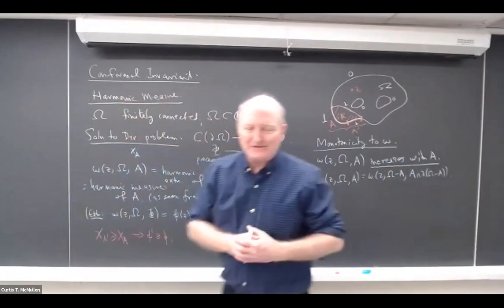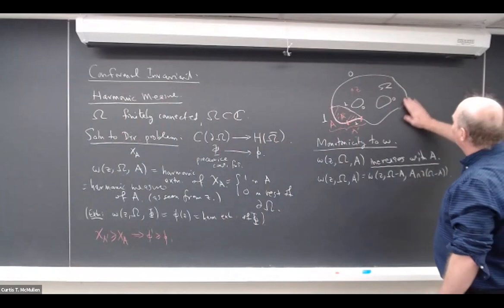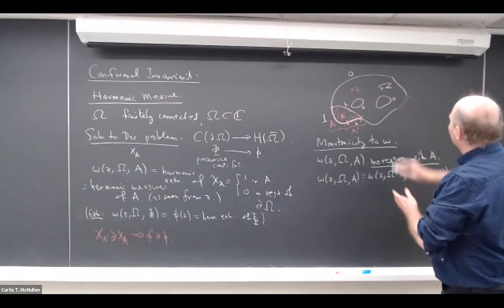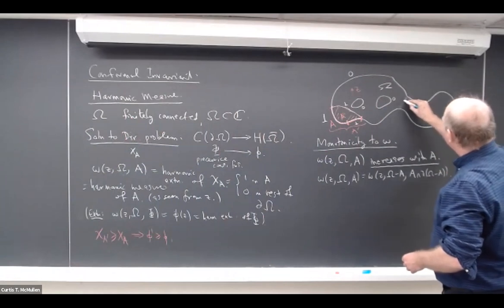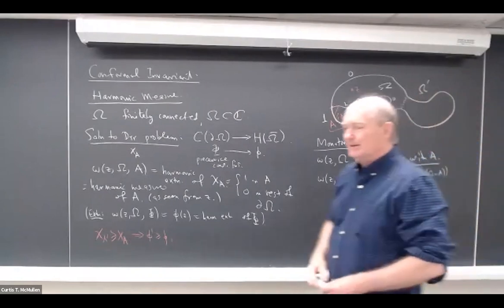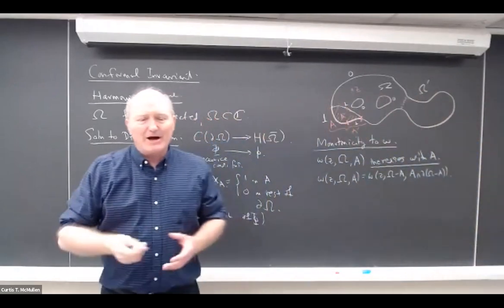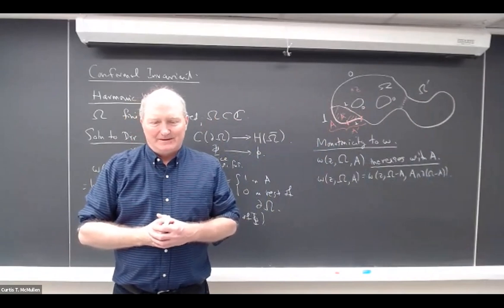Okay, now here's an interesting question. What if instead of making A bigger, we make omega bigger? So we add some stuff to omega and create a larger region omega prime. Does the harmonic measure go up or down? I think it should go down because there's more that it could hit.